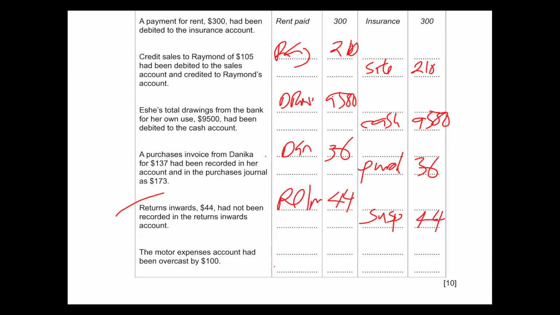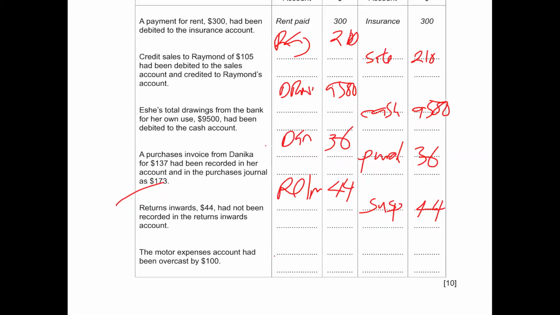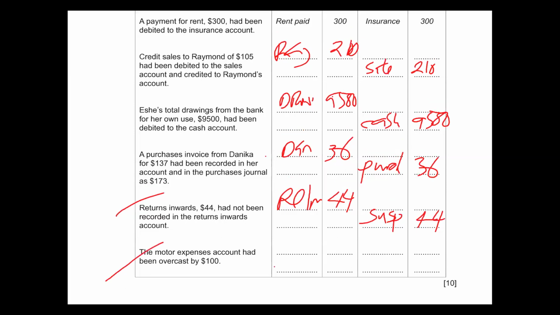Let's go to the other transaction. And this one will be read by Paul. Read for us the last transaction. The motor expense account had been overcast by $100. Okay.